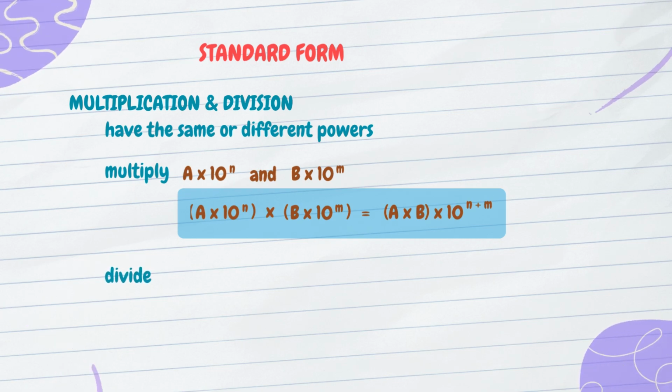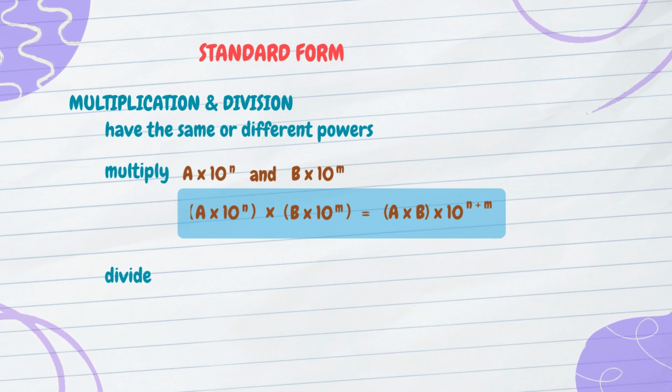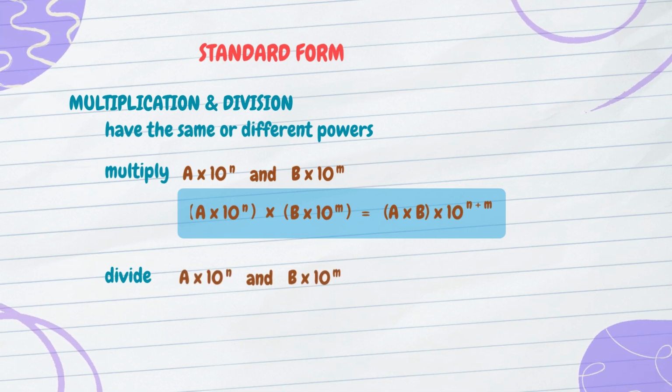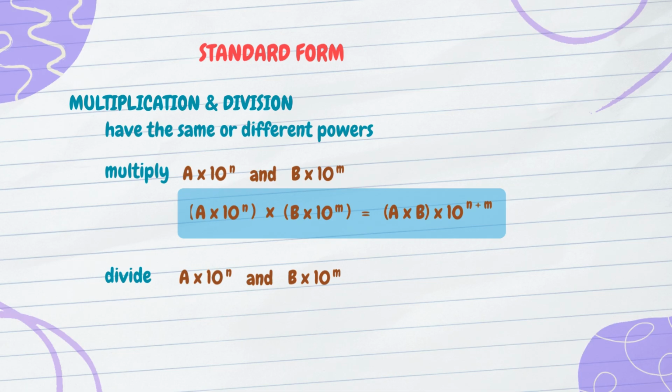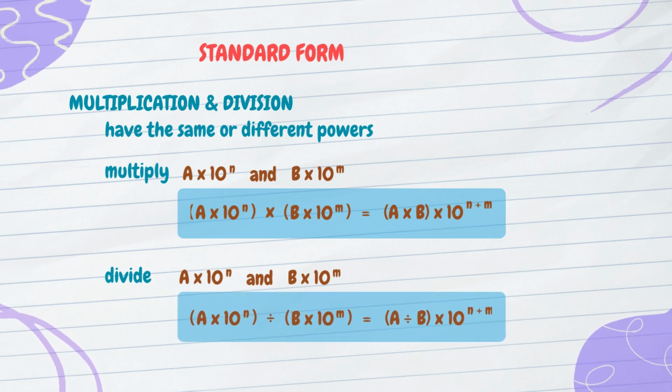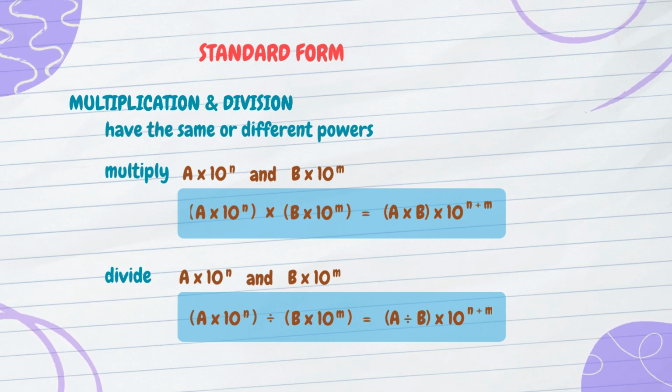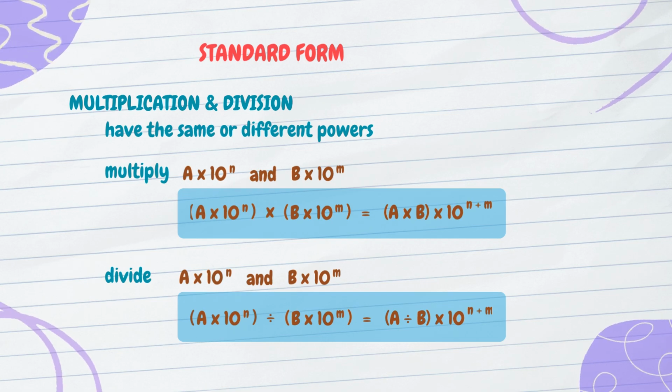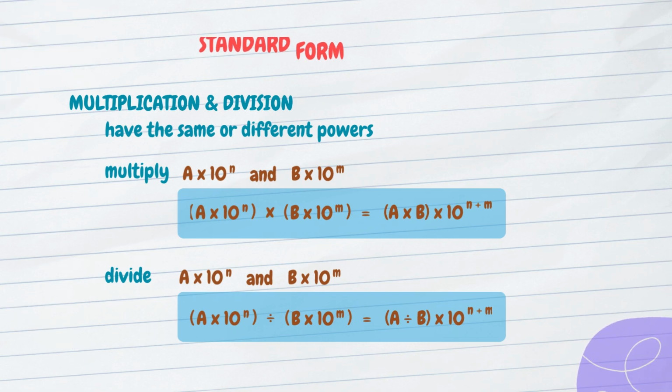How do you divide standard forms? If two standard forms are a times 10 to the power n and b times 10 to the power m, divide a and b and subtract the powers. So a times 10 to the power n divided by b times 10 to the power m is equal to a divided by b times 10 to the power n minus m.